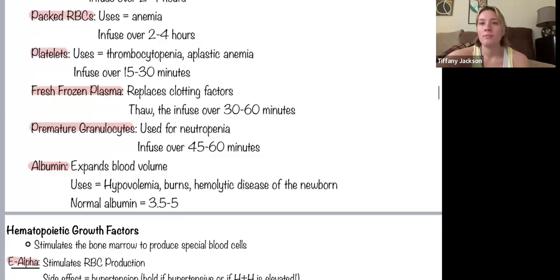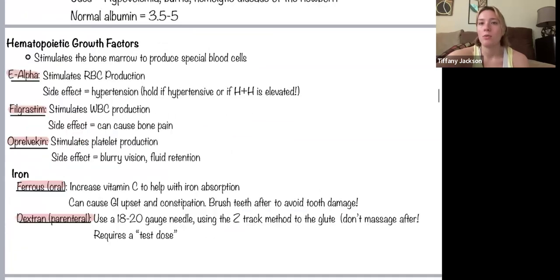All right. Up next, we have hematopoietic growth factors. These help stimulate blood cell production. Epoetin alfa will stimulate red blood cell production. Our contraindications will be hypertension and elevated hemoglobin and hematocrit. If hemoglobin and hematocrit are elevated and we give epoetin alfa, it can make the blood very thick and viscous.